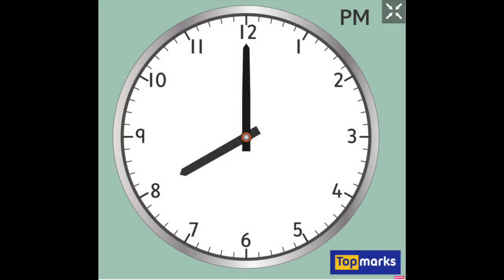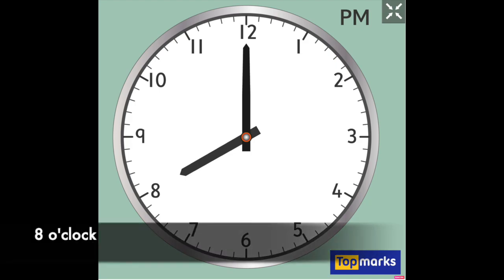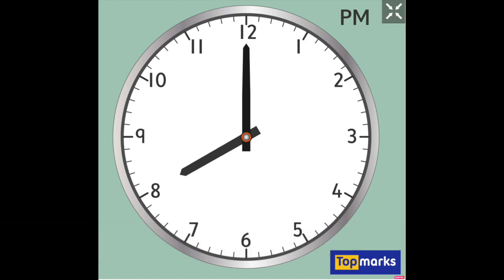Let's have a little quiz. I will show you an analog clock time first, and you have to write down what you think the digital time will look like. Here we go. What time is it here? Well done. It is 8 o'clock. Now, guess how you might write that in digital form. Go.